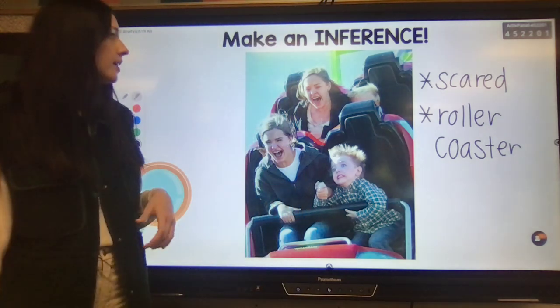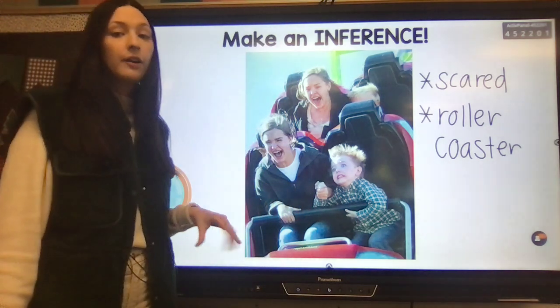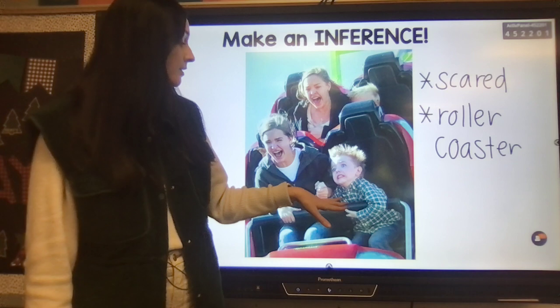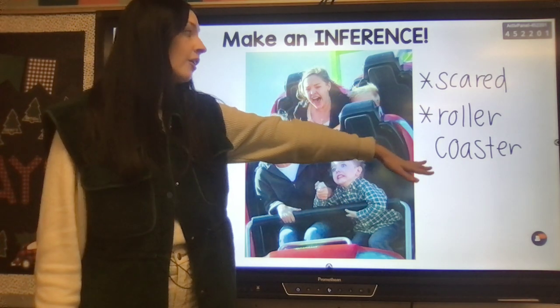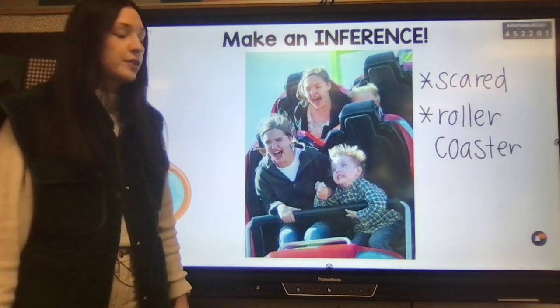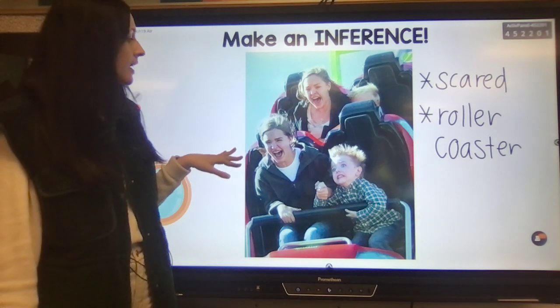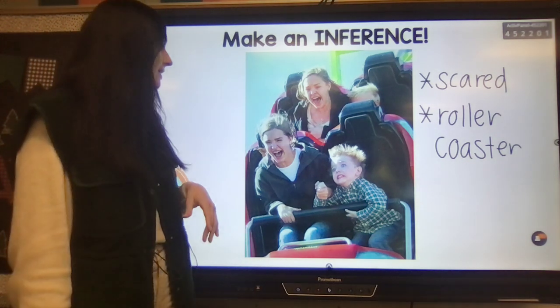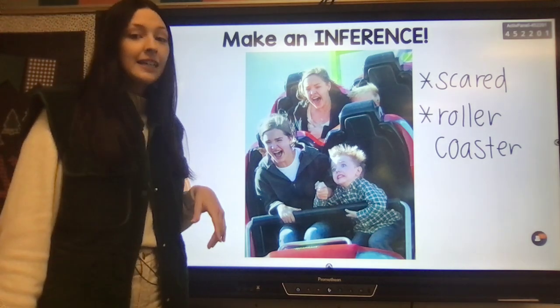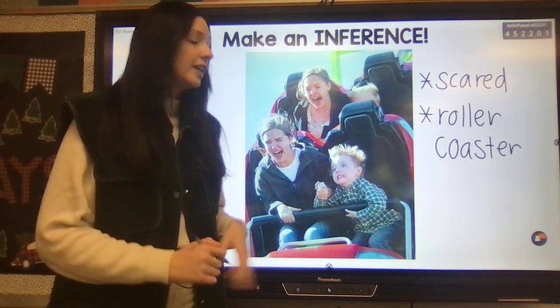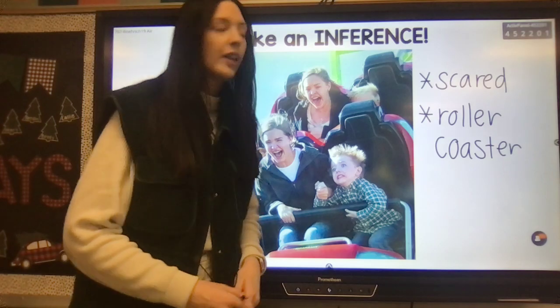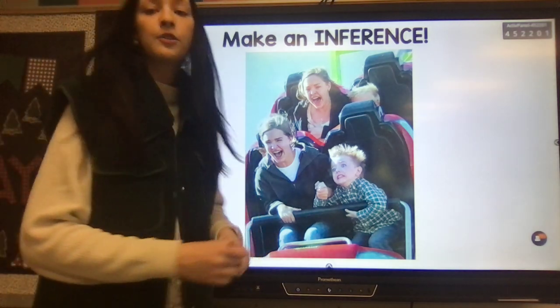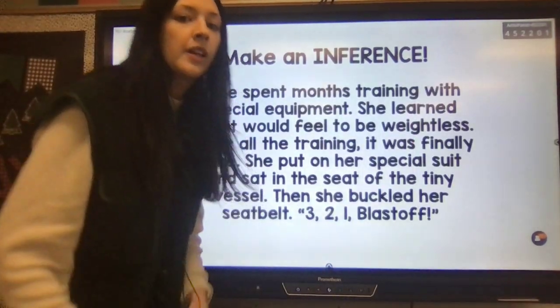Okay, so all of those things, what I'm seeing in the picture and what I already know, are telling me that this little boy is pretty scared, and also that they're probably on a roller coaster. If I was going to look at the girls, I would say they're probably a little happy or excited because they look like they're smiling and yelling, so it looks like they're having more fun than this little guy is. All right, let's try one with a passage now.